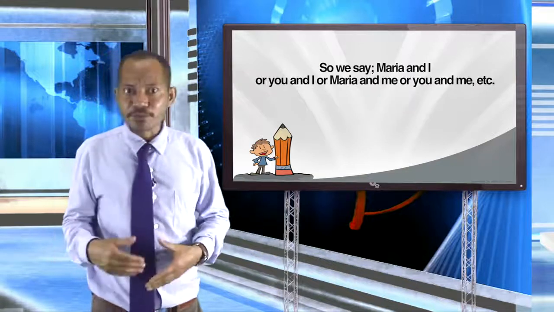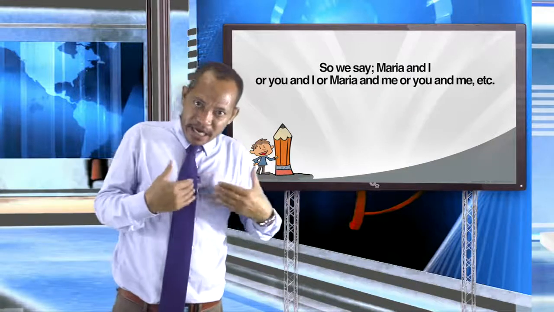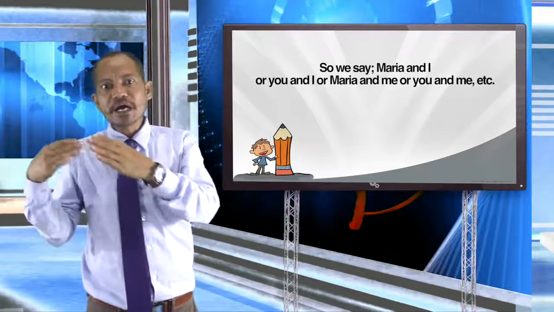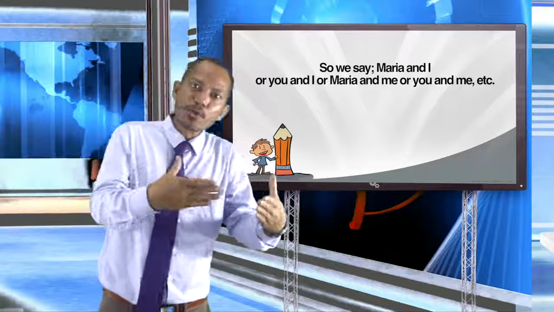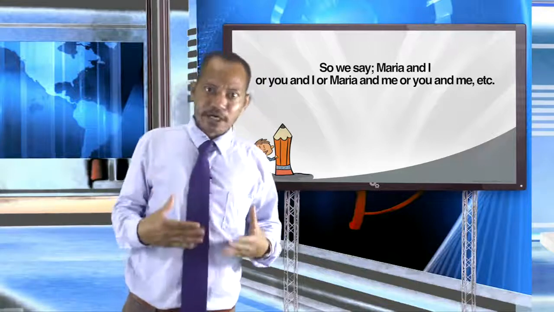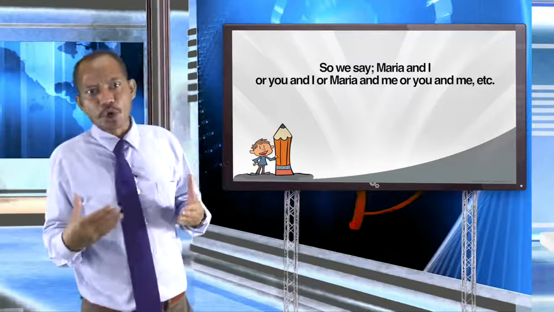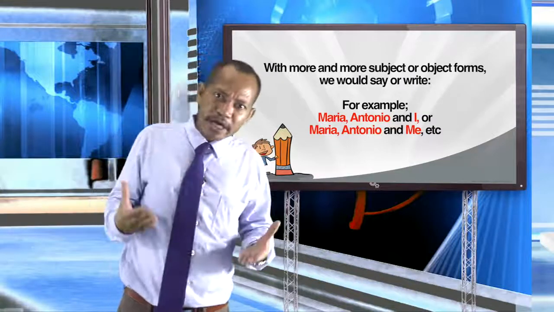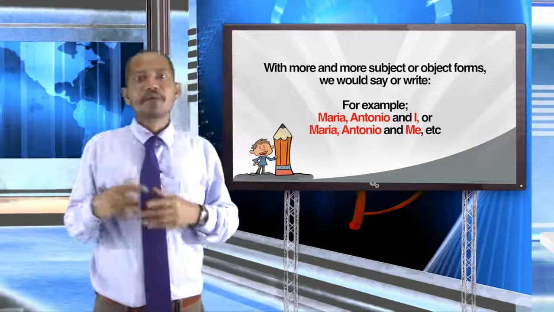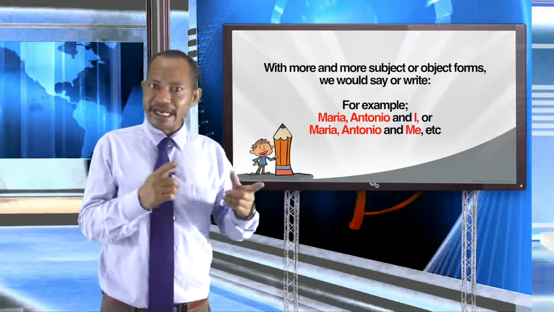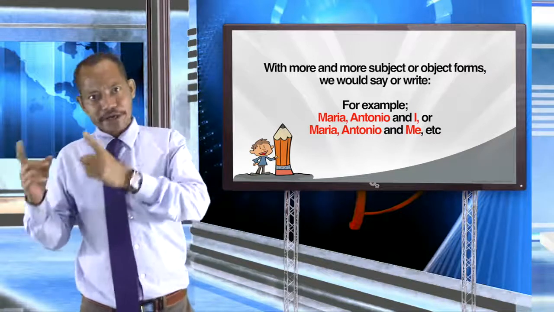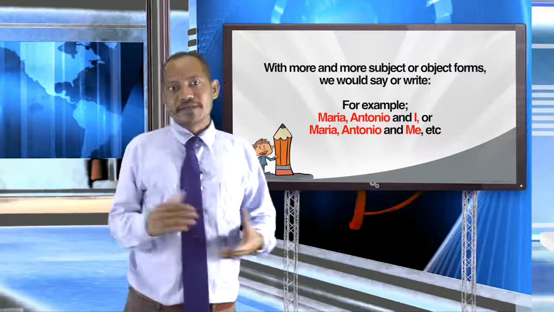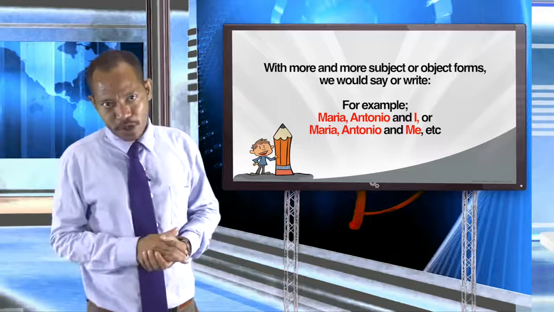So in brief, we would say Maria and I, or you and I, or Maria and me, or you and me. And whenever there are more and more subjects or objects involved, remember to mention or write, for example, Maria, Antonio and I, or Maria, Antonio and me, etc. Alright, I hope this part is clear for you all.